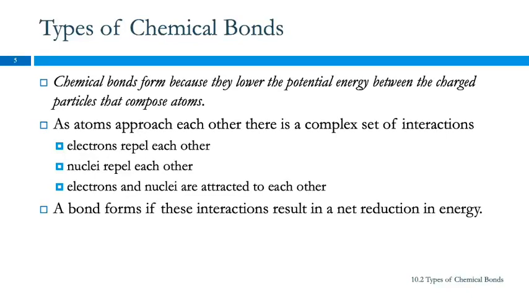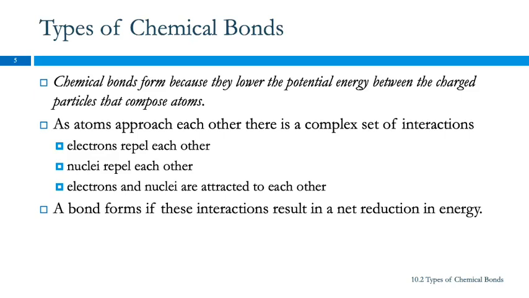So, types of chemical bonds. Chemical bonds form because they lower the potential energy between the charged particles that compose atoms. Atoms have protons and neutrons in the nucleus, and then there are electrons outside the nucleus, and now you kind of have an idea of, yeah, that's a big can of worms, talking about what those electrons are doing. But we have negative particles and positive particles.